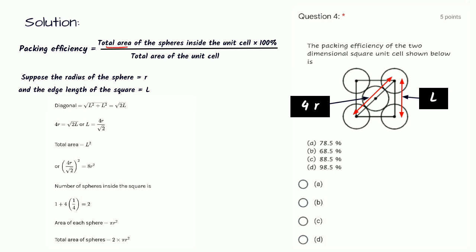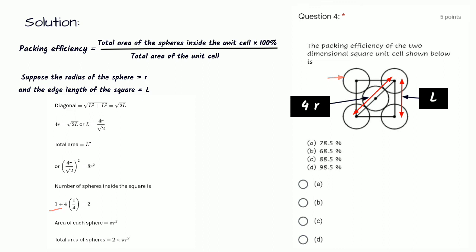Now let us find out the total area of the spheres which are inside that unit cell. For that we have to find out the number of spheres inside that square unit cell. One atom is present in the center of the unit cell, so one contribution will come from that. And what about the other 4 which are present in the corners of the unit cell? If you look at only one atom present in a corner, it is shared between a total of 4 unit cells.